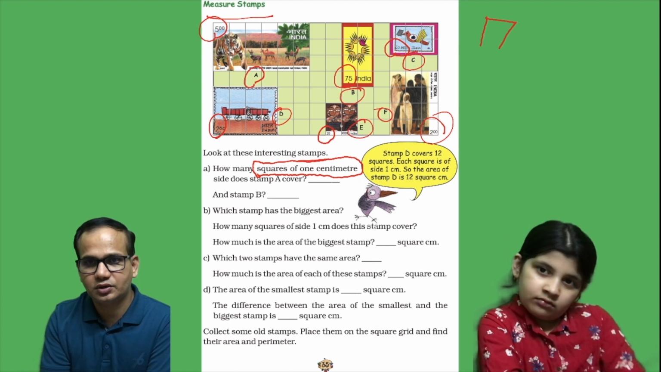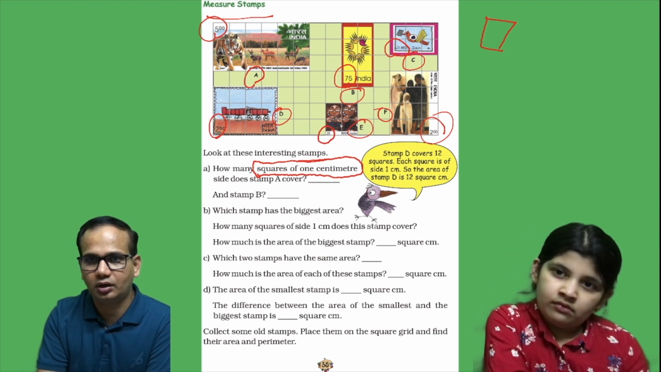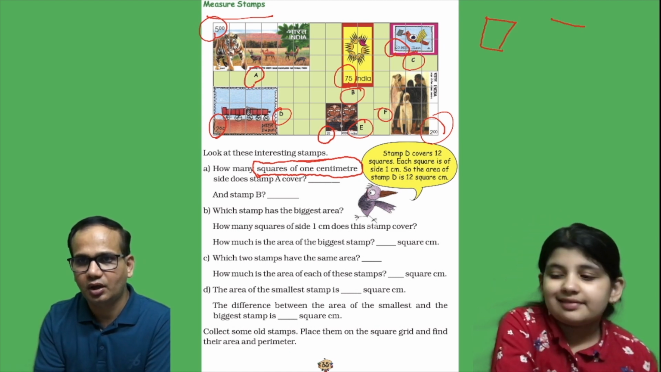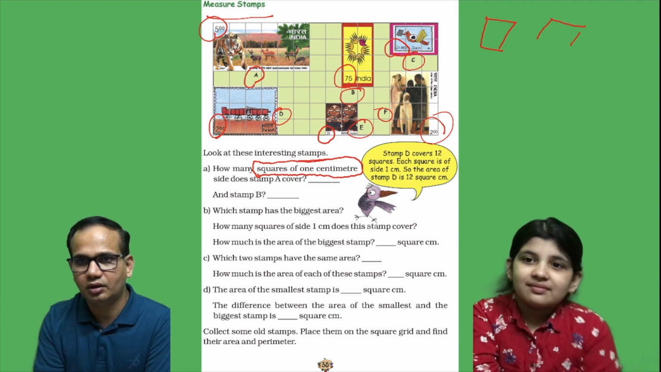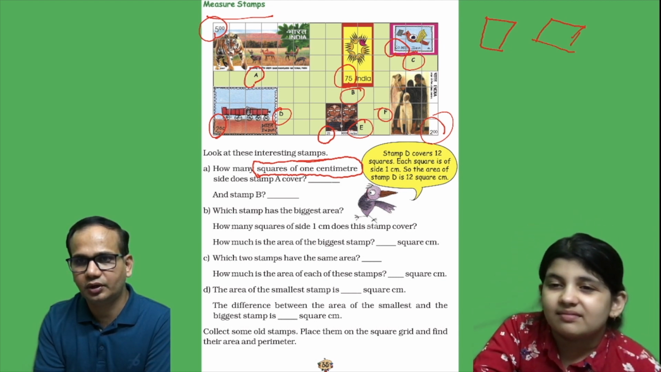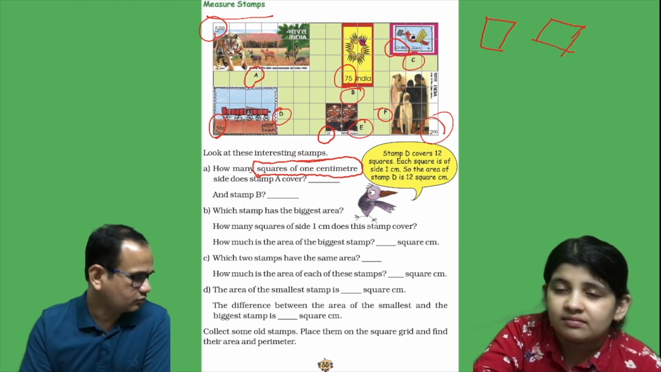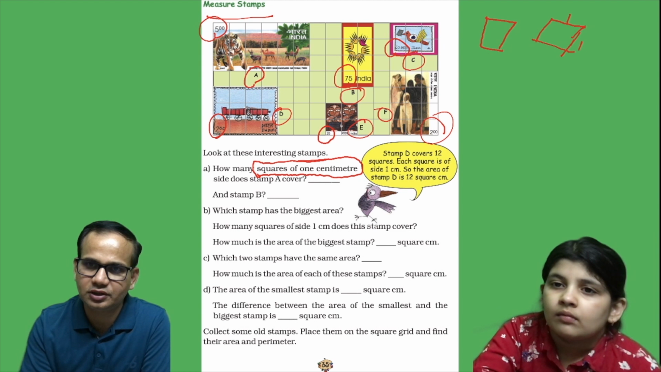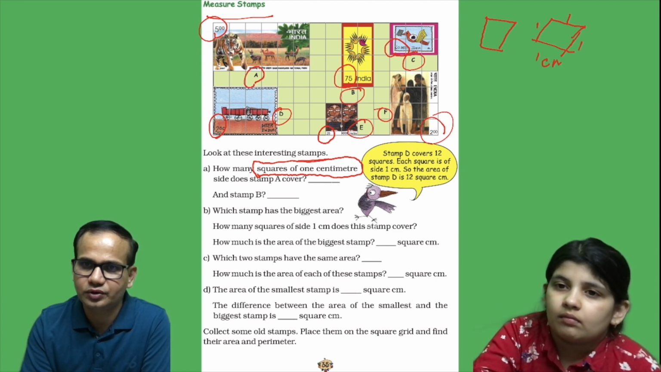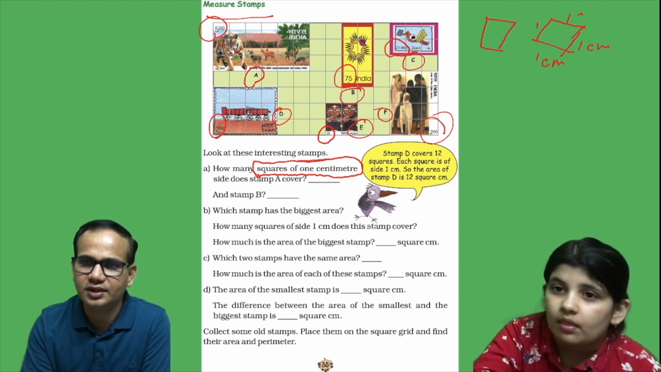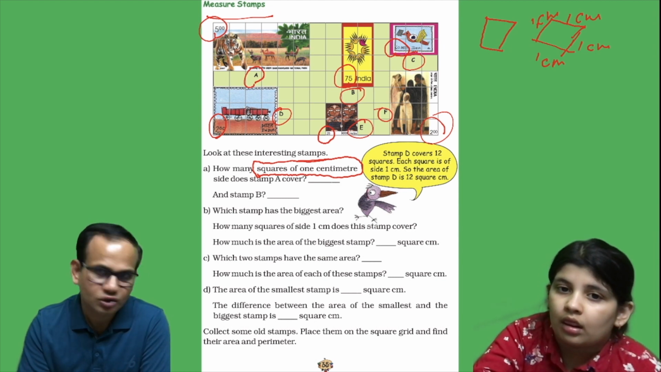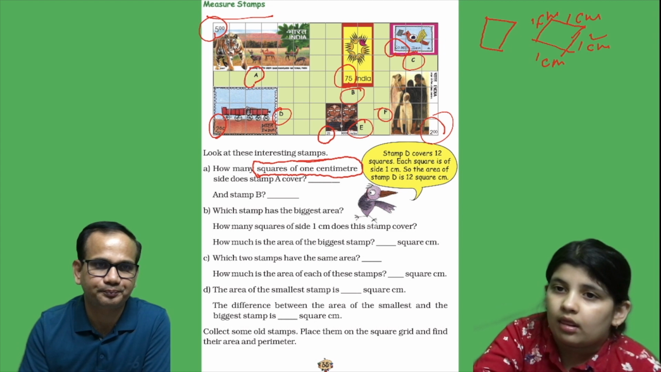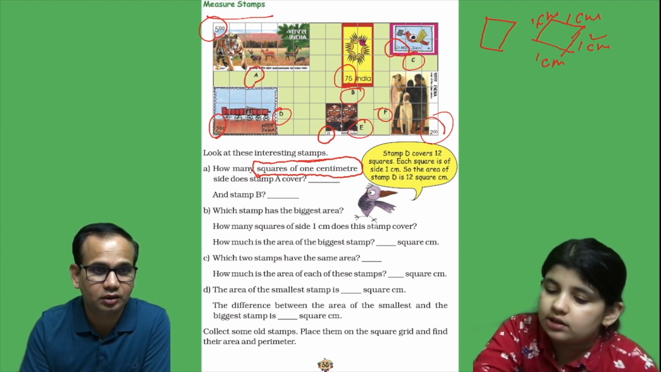This is 1 square. It's not exactly a square, but let me draw. For example, this one. This is 1 square you take. This side is 1 centimeter, this is also 1 centimeter. Here also 1 centimeter, here also 1 centimeter. All sides are of 1 centimeter. So this is called a square of 1 centimeter.